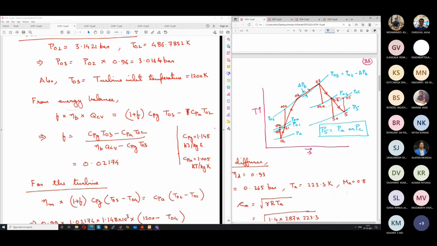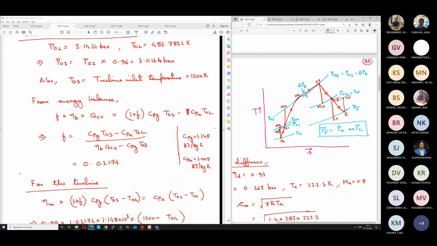486.7852 Kelvin. So if you rearrange the terms, we get F equal to Cpg T03 minus Cpa T02, divided by eta B Q CB minus Cpg T03. All the values are known. This gives us the fuel air ratio as 0.02174. This is also a realistic value. Remember, we had discussed that fuel air ratios are typically very low.